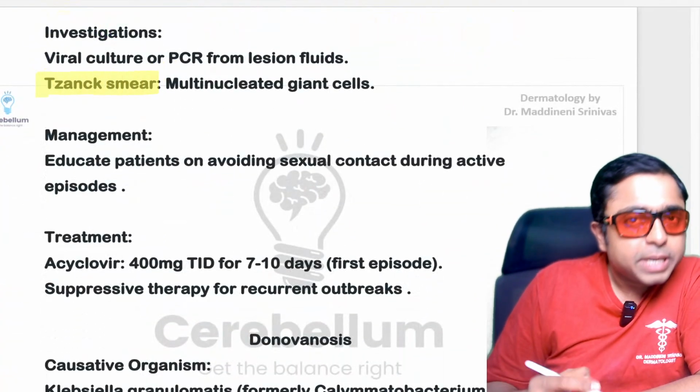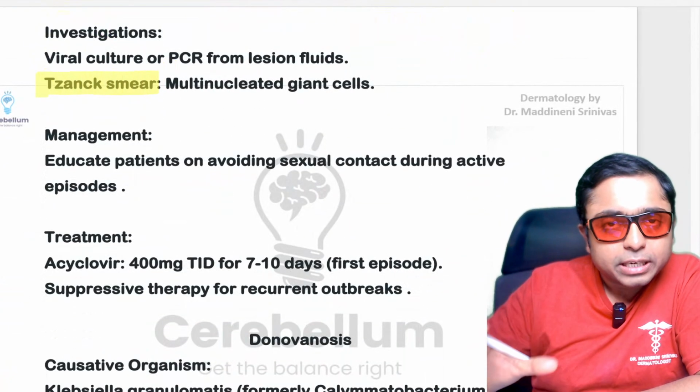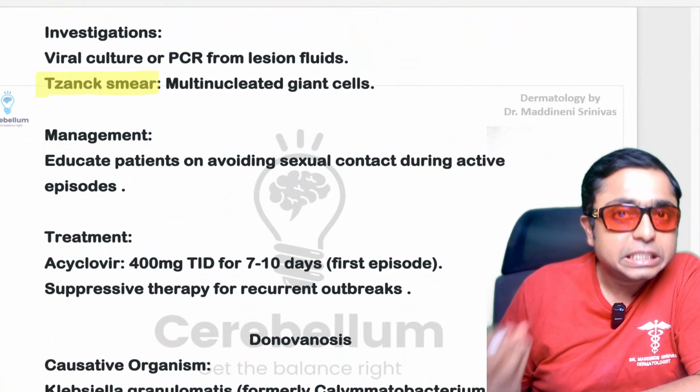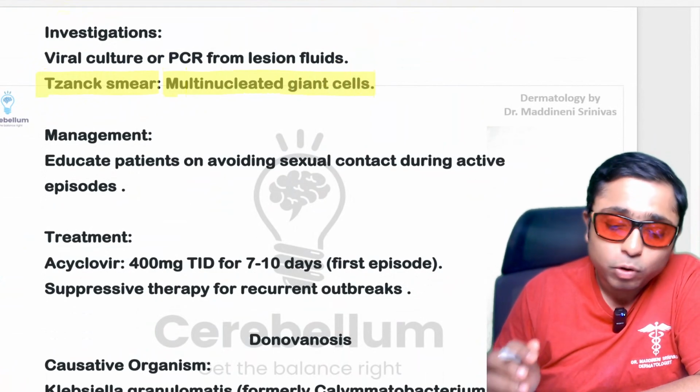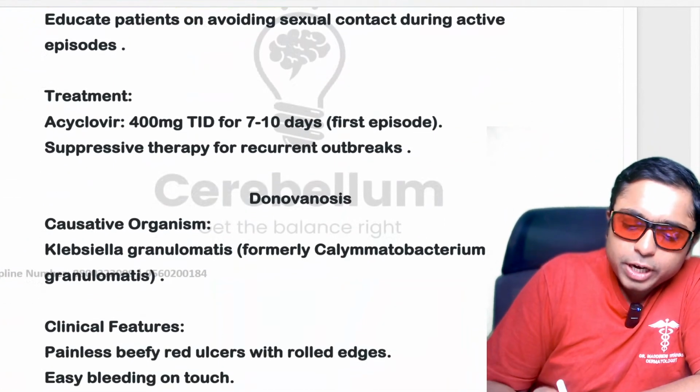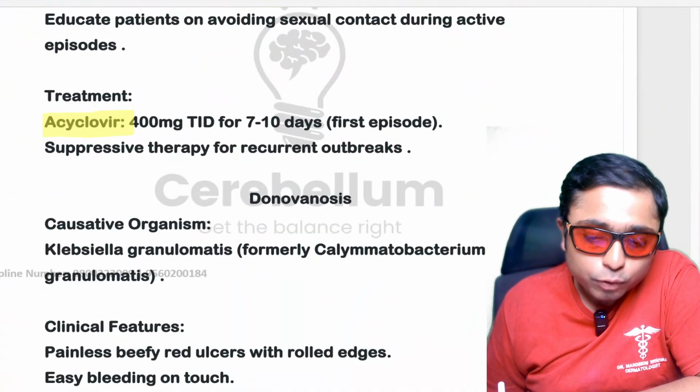The Tzanck smear is going to show multinucleated giant cells. We can also see some acantholytic cells, but multinucleated giant cells is the very important term. And coming to the treatment part, of course, it is going to be acyclovir.